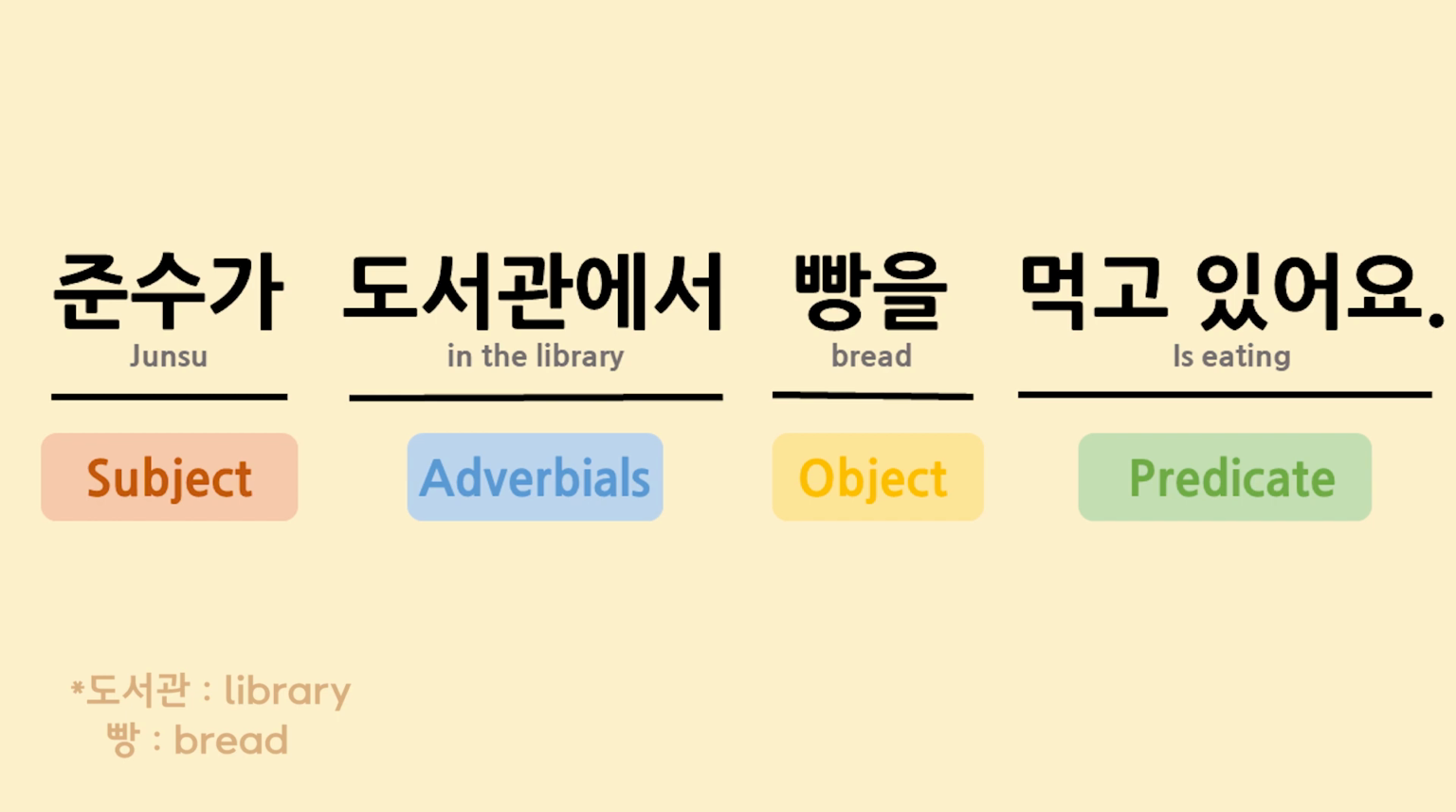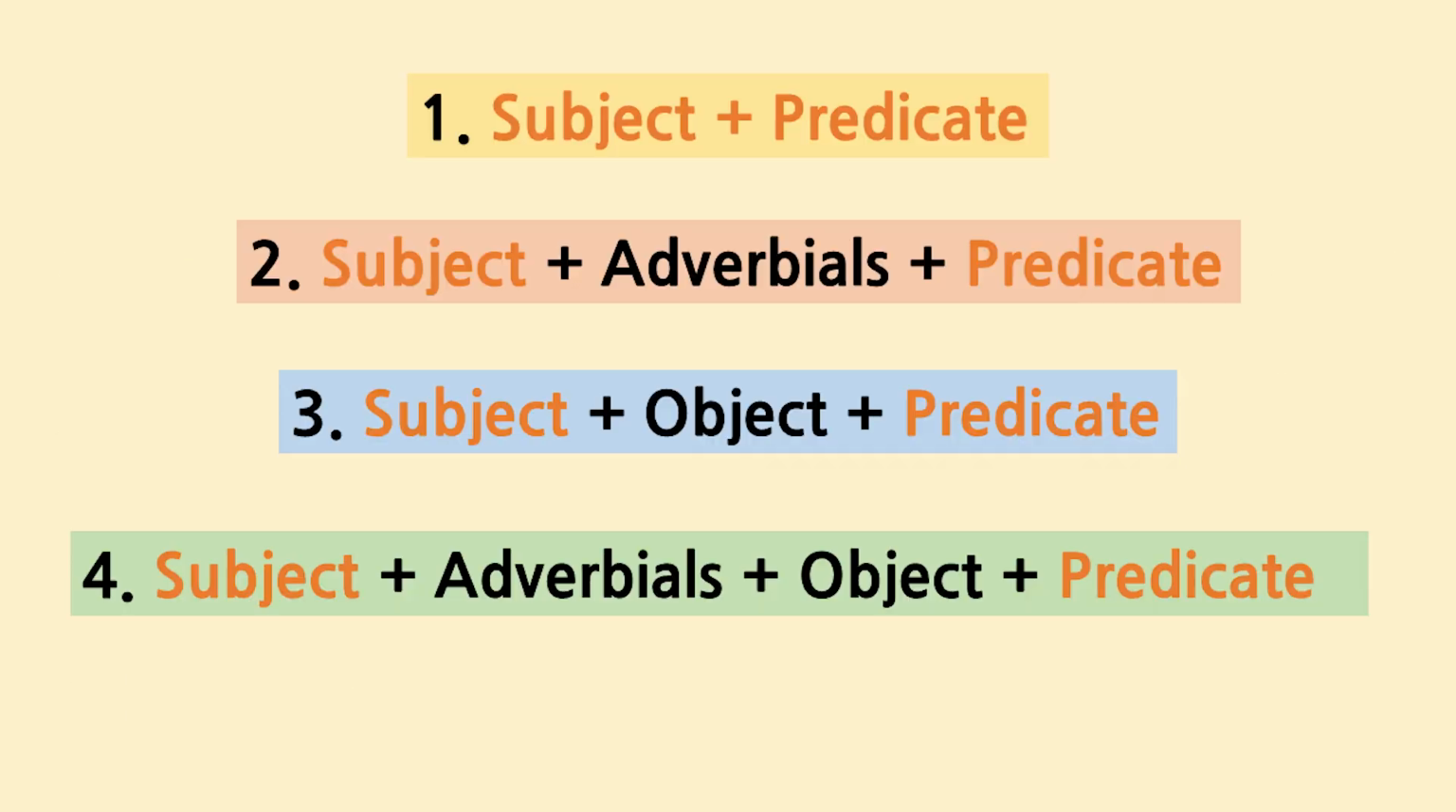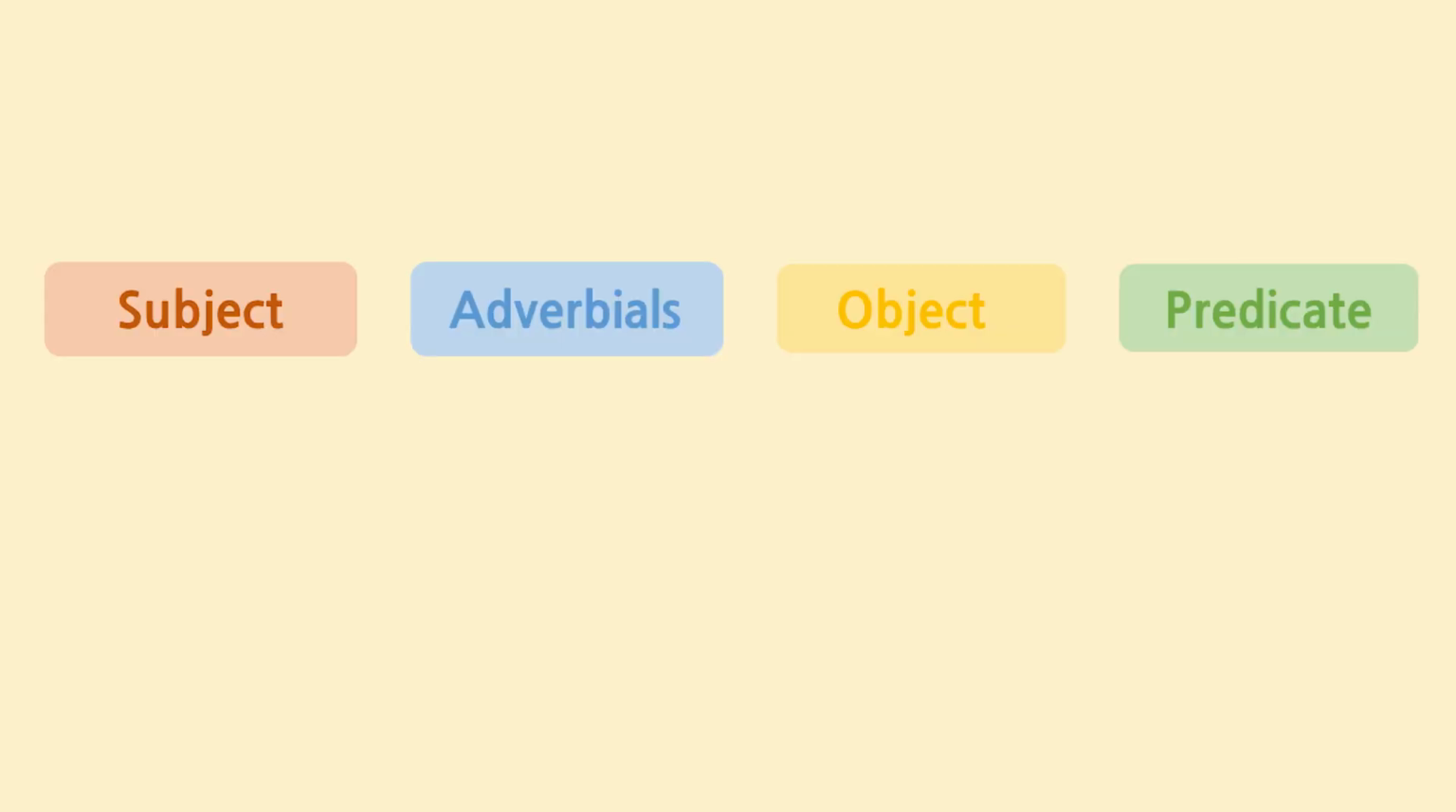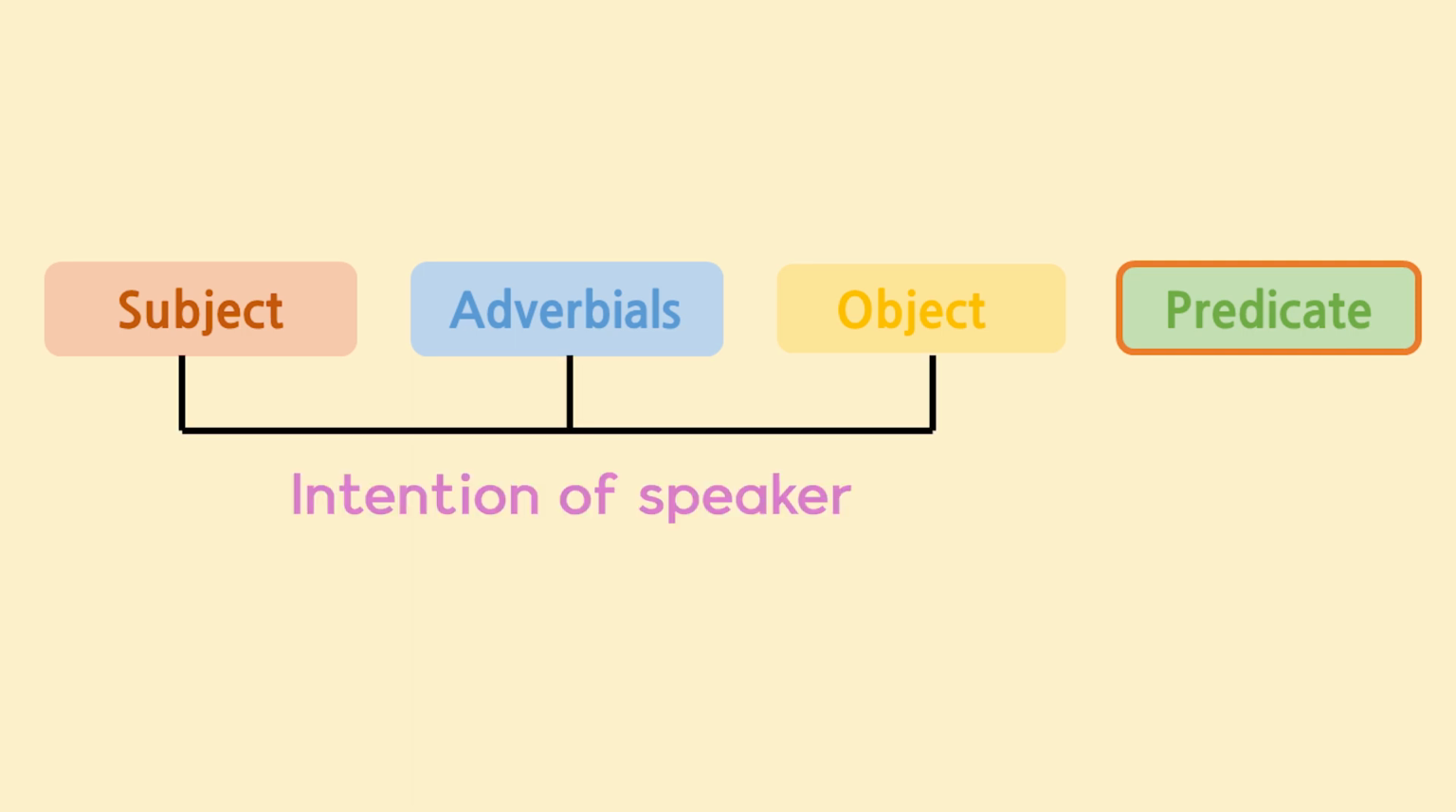So these are the 4 basic Korean sentence structures: the subject plus predicate, subject plus adverbials plus predicate, and third one, subject plus object plus predicate, and last one, subject plus adverbials plus object plus predicate. And as you can see, predicate always comes at the very end of the sentence. And the order of subject, object, and adverbials can be changed depending on the intention of the speaker. And sometimes people can omit the subject in daily conversation if the listener understands who is performing the action.